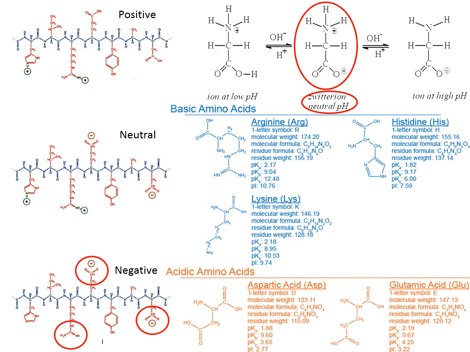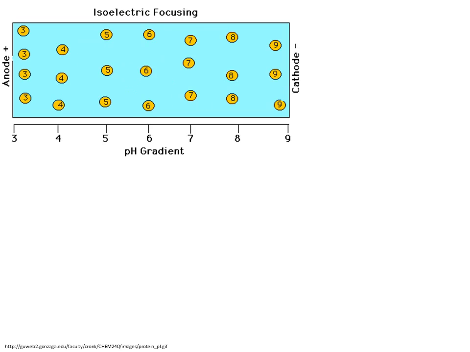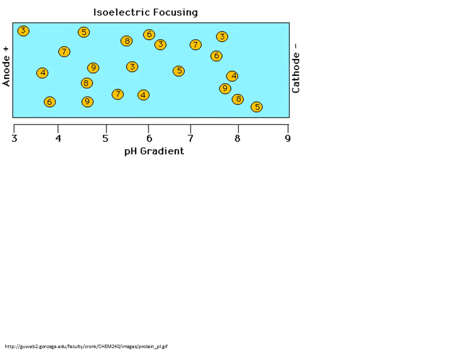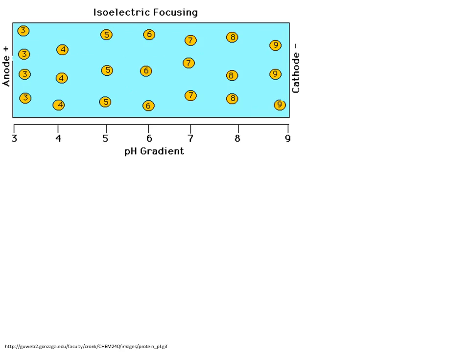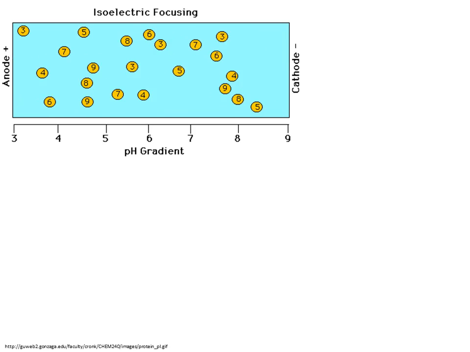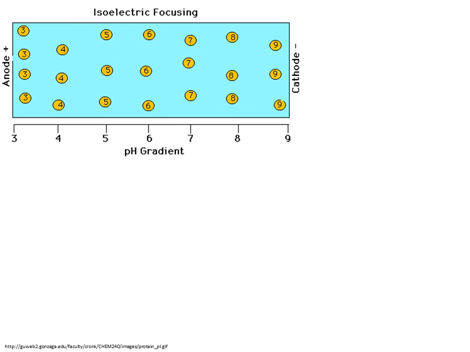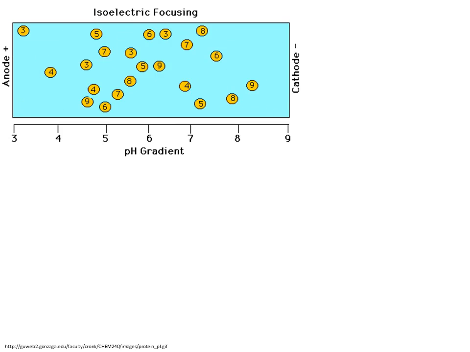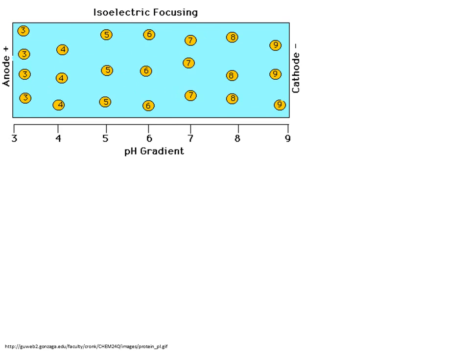To complicate things further, amines and carboxylic acids on different amino acids can lose or gain hydrogen ions at different pH values, as shown in this table. So now that we know that a protein's overall charge can be neutral at a given pH, because the positive and negative charges are equal and balanced, it's an easy step to see how proteins can be separated using a gradient of pH from low to high.